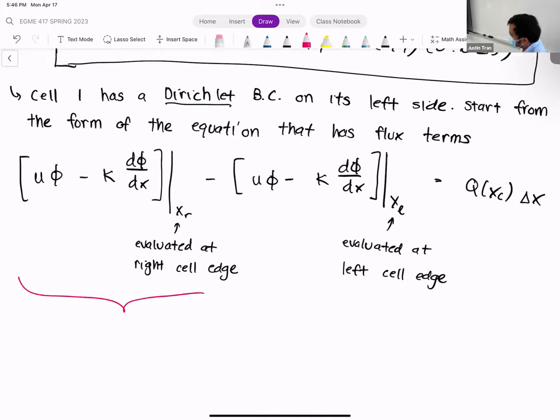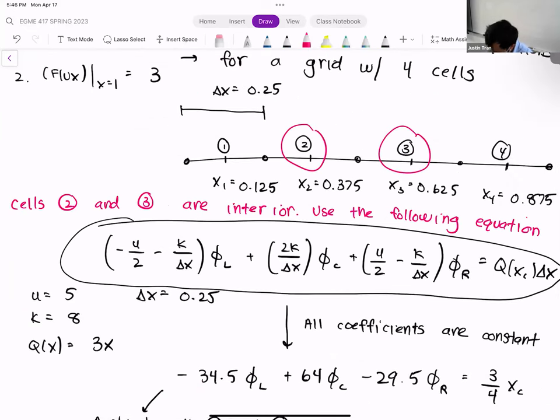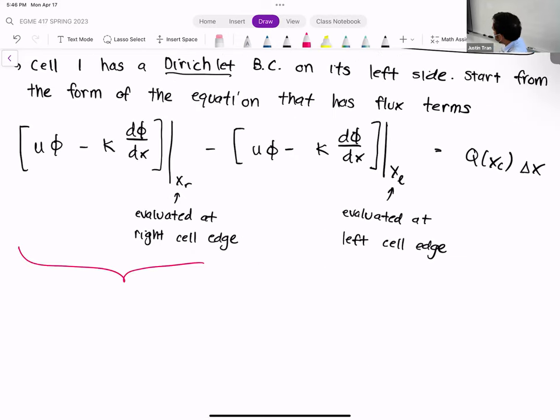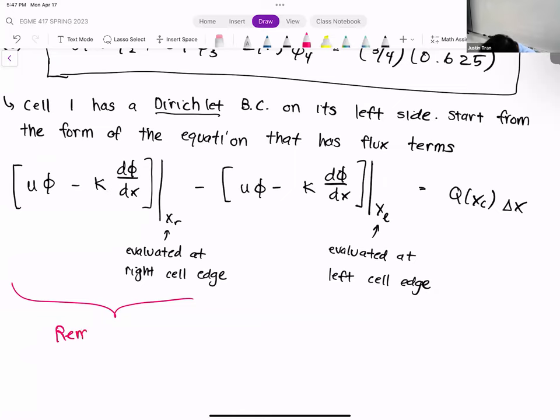So let's start with the quantities at the right cell edge. The right cell edge is the one on the right of cell one. If you look at cell one up here in the diagram, cell one is right here in the square brackets, and to the right of cell one we have cell two. That means this quantity, which is evaluated at x sub R, remains unchanged. Meanwhile, the quantity at x sub L, we are going to modify according to the Dirichlet boundary condition.